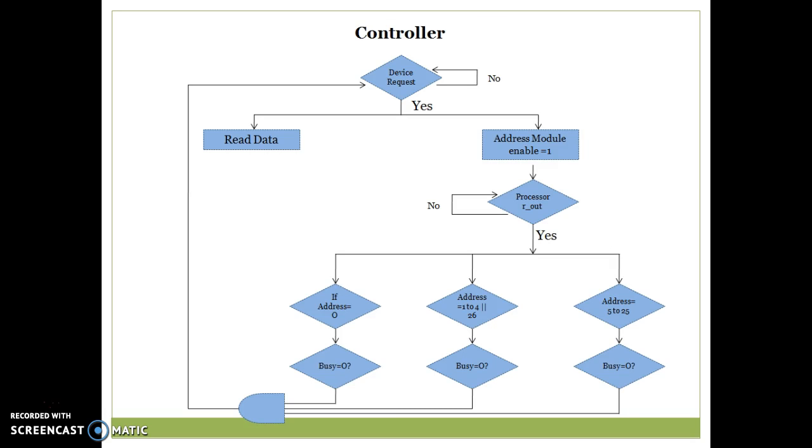Controller design flow is as follows. If there is a device request, it will read the data. If the address, or else the address module will be enabled 1. The processor readout, if it is yes, then it will go and decode if an address is 0. For memory address 1, it is 1 to 4 or 26, and for memory address 3, it is address 5 to 25. And if the busy signals are 0 or 1, it is encoded into an AND gate and it is given to the device request again.